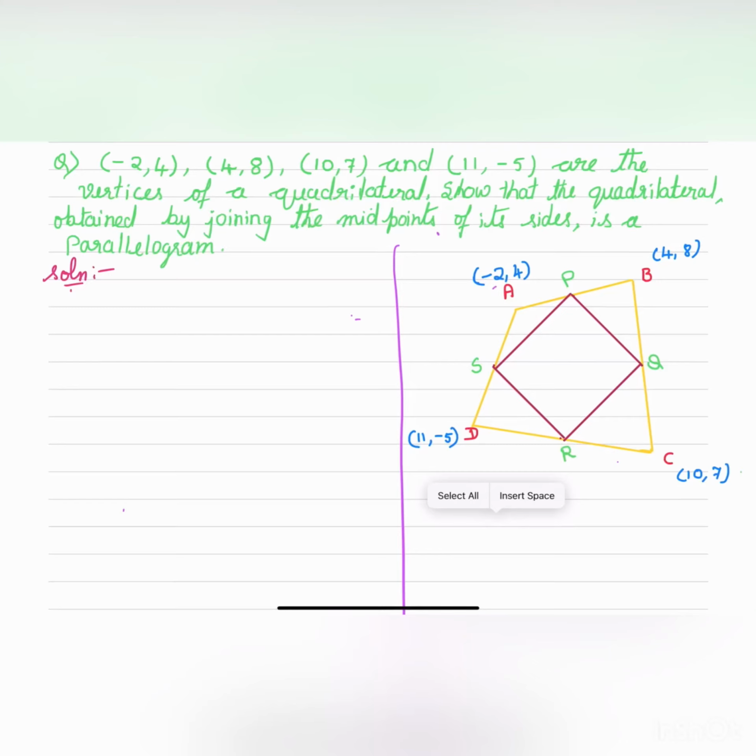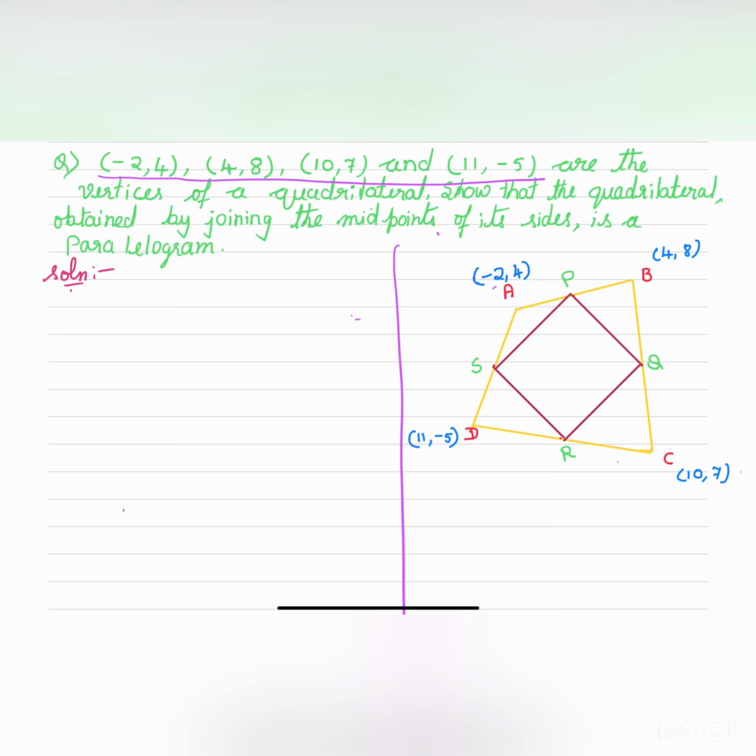This numerical is about the midpoint of a line and also the slope of parallel lines. Let us start. (-2, 4), (4, 8), (10, 7) and (11, -5) are the vertices of a quadrilateral. Show that the quadrilateral obtained by joining the midpoints of its sides is a parallelogram.